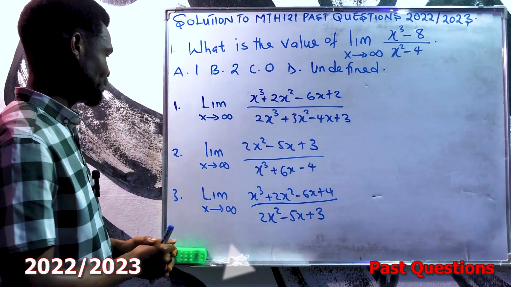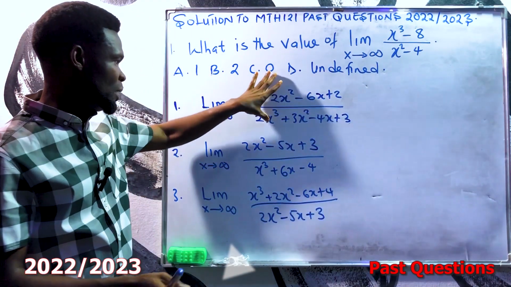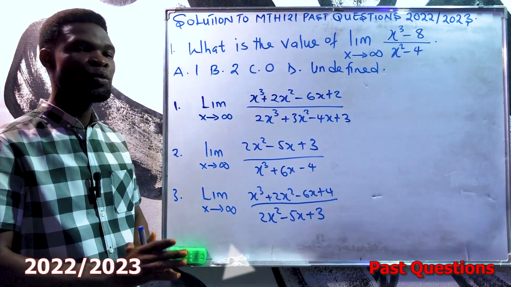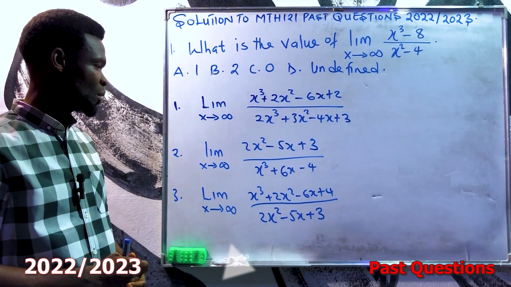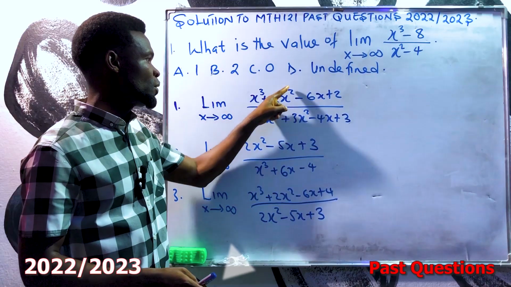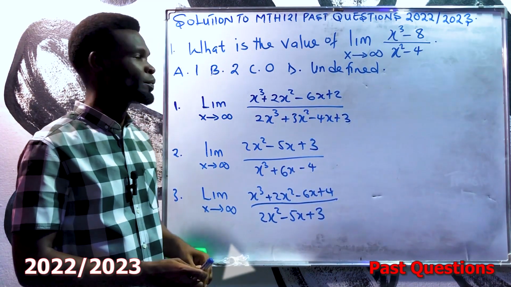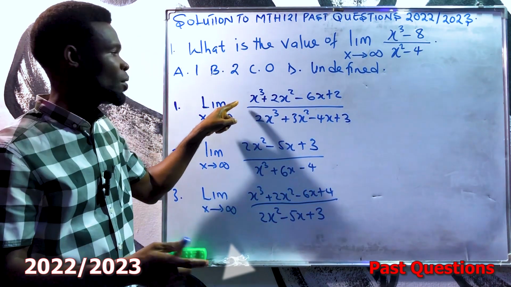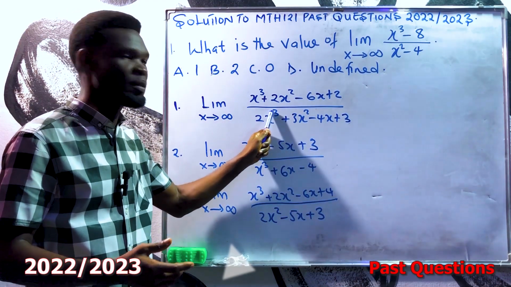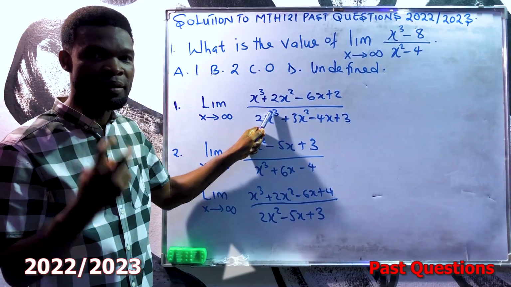So this is what you do. This is the question, but I want to use this to explain to us the easiest way to get the answers without having to solve. So this is what you do. You look at x cubed plus 2x squared minus 6x plus 2 all over 2x cubed plus 3x squared minus 4x plus 3. Now, the highest degree of the numerator is 3 and the highest degree of the denominator is 3. When the highest degree of the numerator and that of the denominator are the same, what do you do?